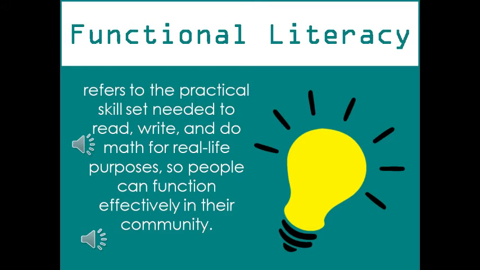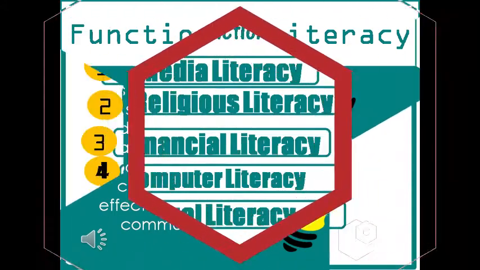For the first topic, let us first define what is functional literacy. Functional literacy refers to the practical skills set needed to read, write, and do math for real-life purposes so people can function effectively in their community. In other words, it is the capacity of a person to engage in activities in which literacy is required for effective function of his or her group and community, and also for enabling him or her to continue to use reading, writing, and calculation for his or her own and the community's development.